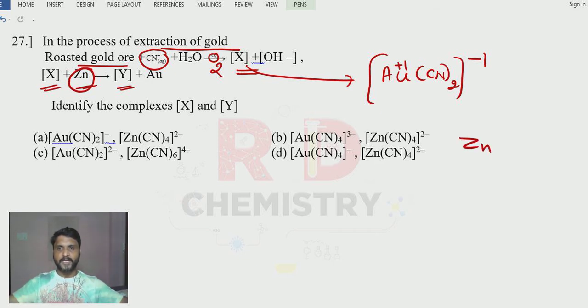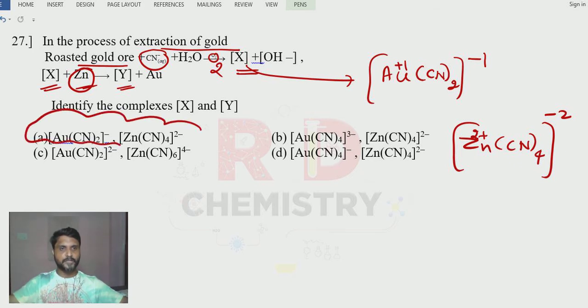Okay, and zinc will become the complex. Zinc will have coordination number equal to 4. So therefore, the charge on the zinc is +2. Cyanide has -1 charge. So total is equal to -2 here. So therefore, answer is option number 1. First one is the answer.